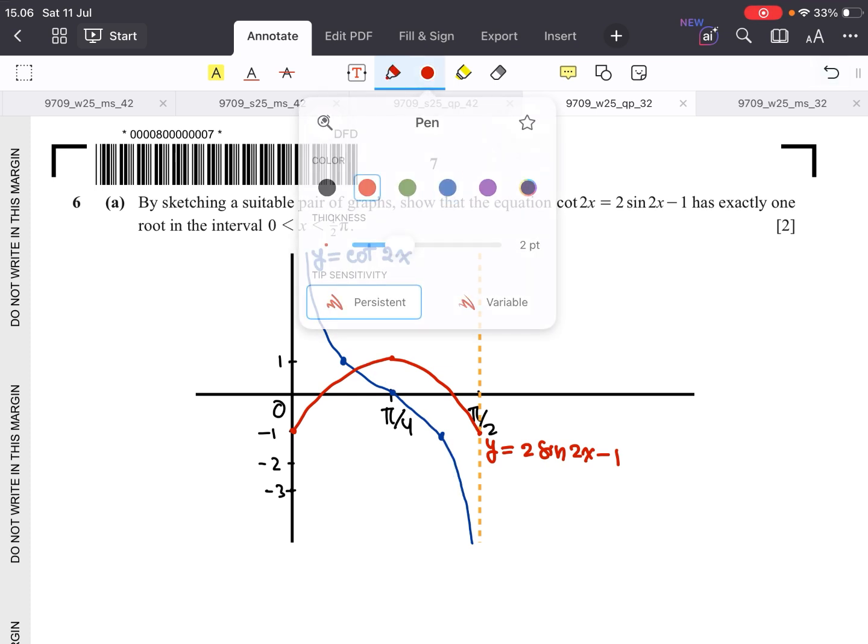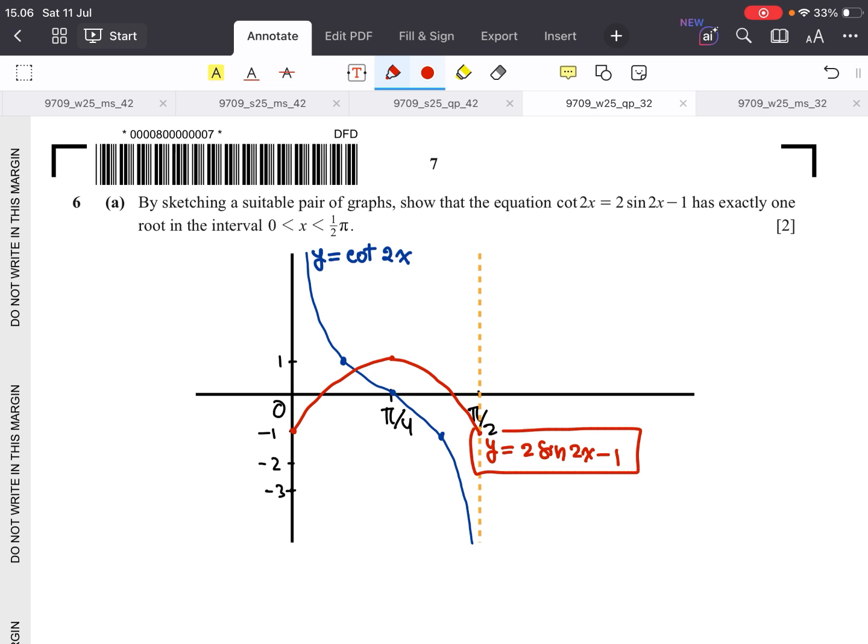And then for the graph of y = 2 sin 2x - 1, when x = 0, 2 sin 0 - 1 is -1. Then when x = π/4, 2 × sin(2 × π/4) - 1 is equal to 1.